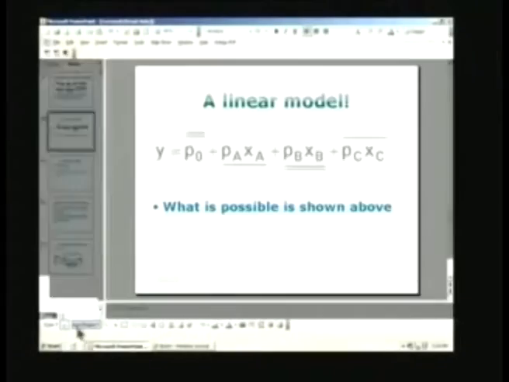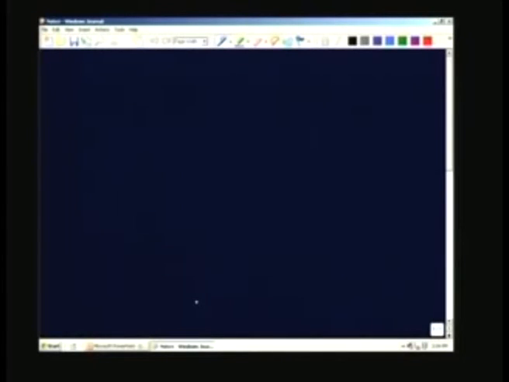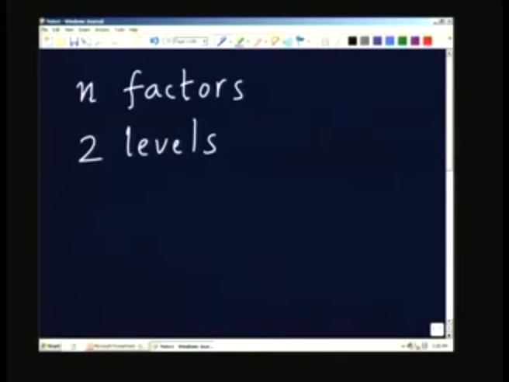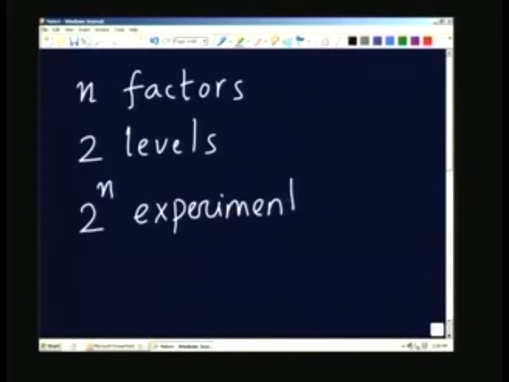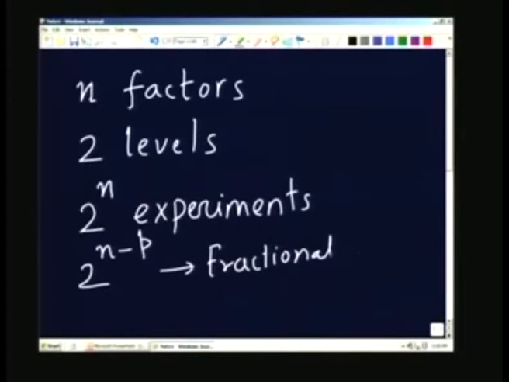Suppose in the 2-level design, we are taking just 2 levels. So, let me just explain what I am trying to do by going to the board and give some information. So, we have n factors and we had 2 levels. And we know that we require 2 to the power of n experiments to resolve all the interactions. This is a factorial experiment. But what we were doing is 2 to the power of n minus, let us say, p. This is a fractional factorial experiment.